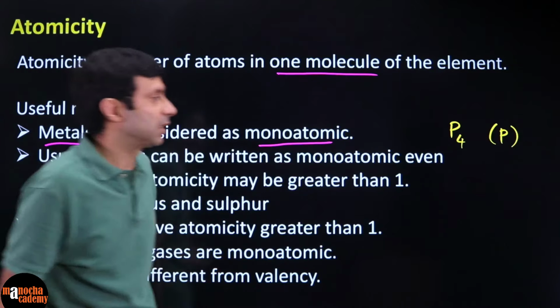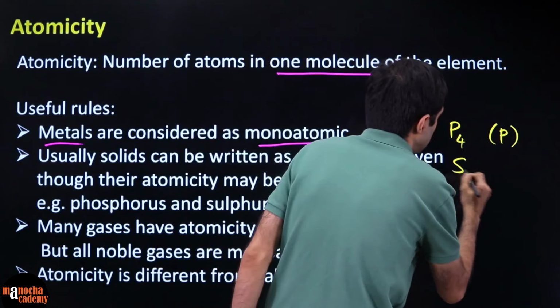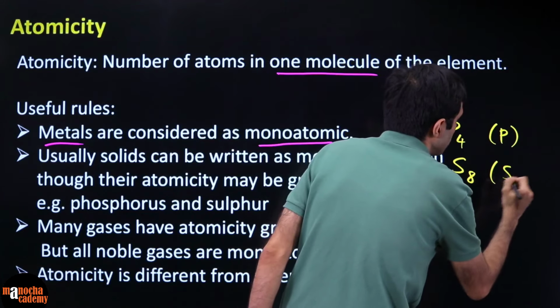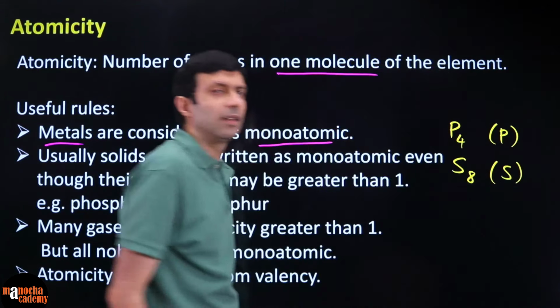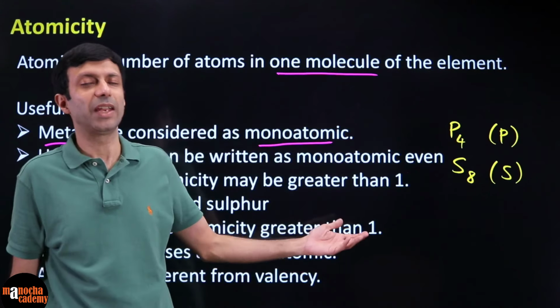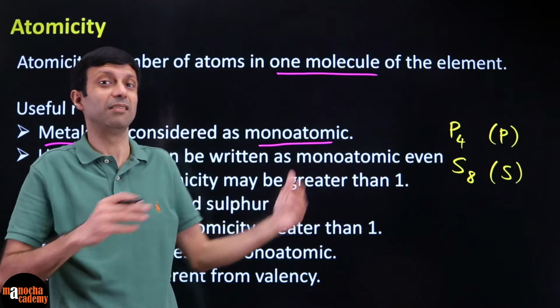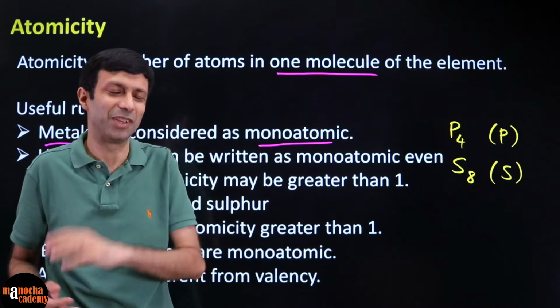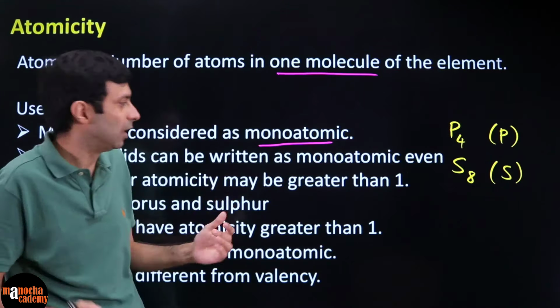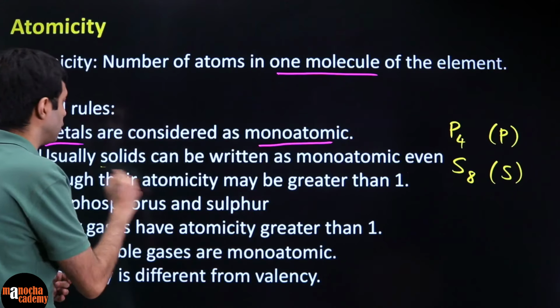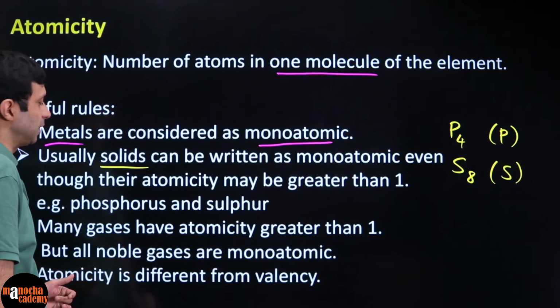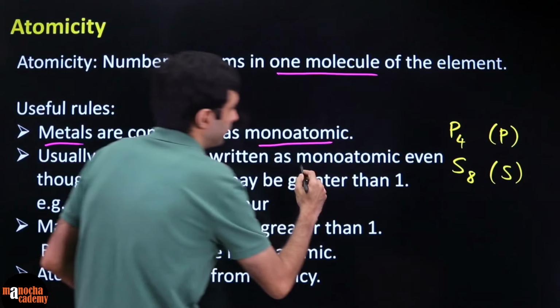Similarly, sulfur. Sulfur is octaatomic, S8, but many times in the equations you will see S. Okay, that doesn't mean it's wrong, it's just a simplification, it's a simple way to write it. You can write S8 also, but then while balancing you'll have to multiply everything by 8, you'll get large numbers. Okay, so usually solids you can write the atomicity as 1.